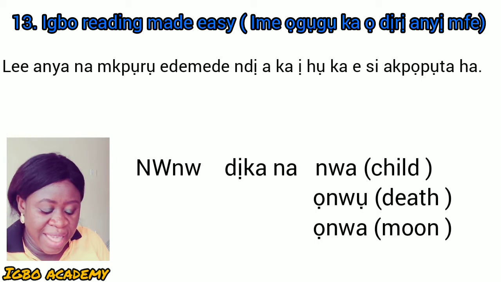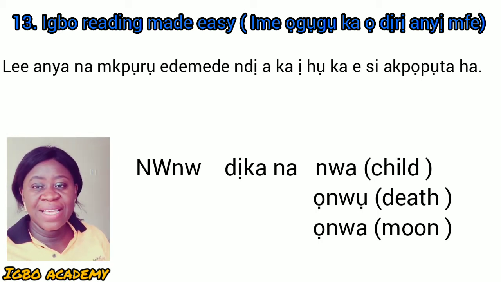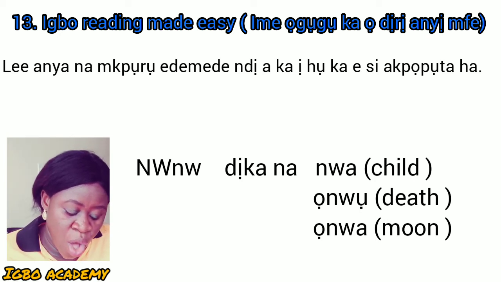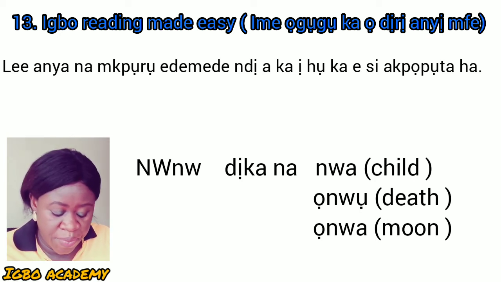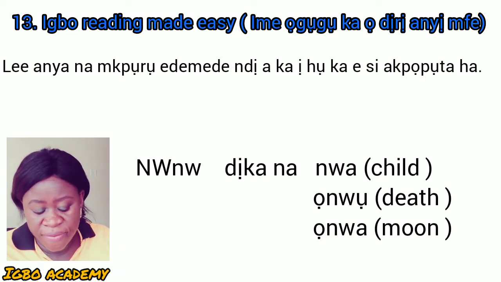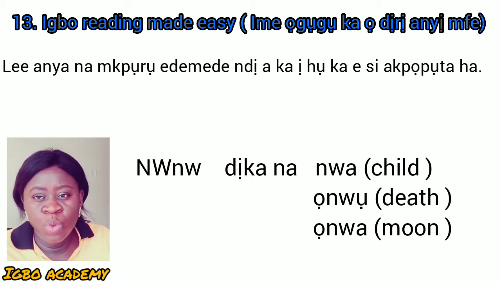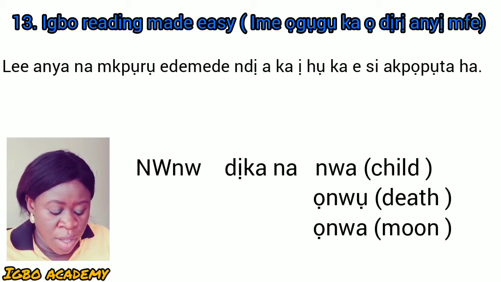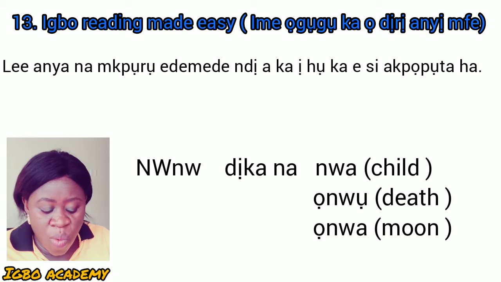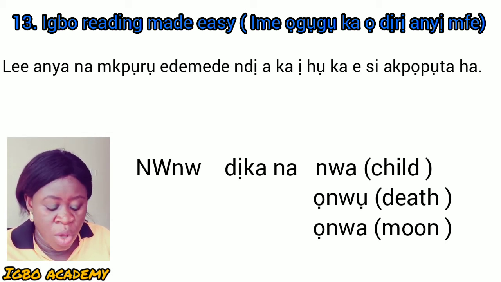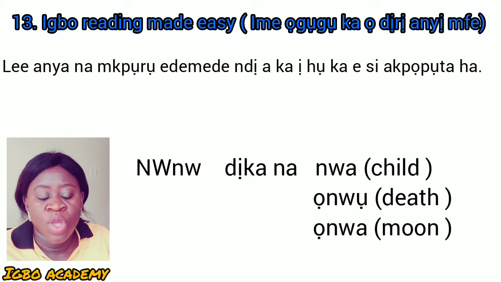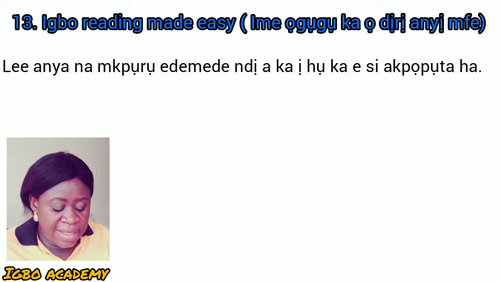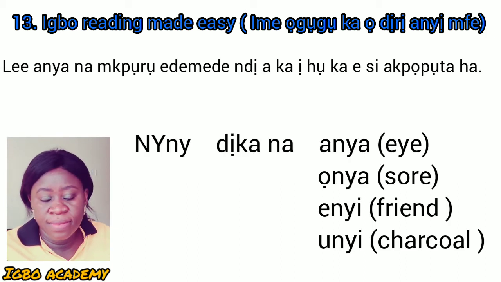Nwe dịka na nwa. Nwa is child. Ọnwụ, death. Ọnwa, moon. Nwe dịka na nwa, child. Ọnwụ, death. Ọnwa, moon. Then the next is N and Y, that is nyi.